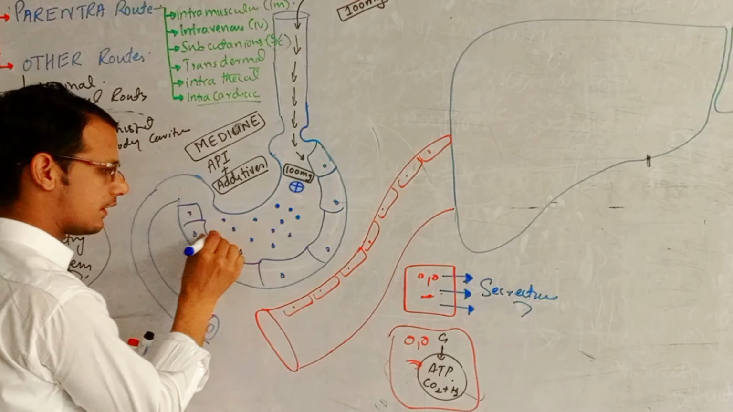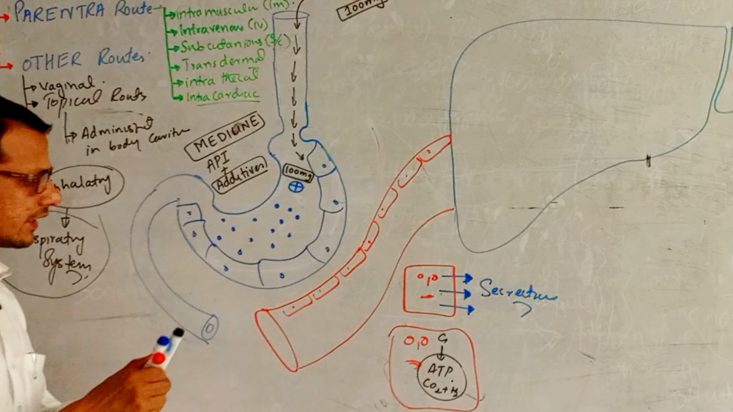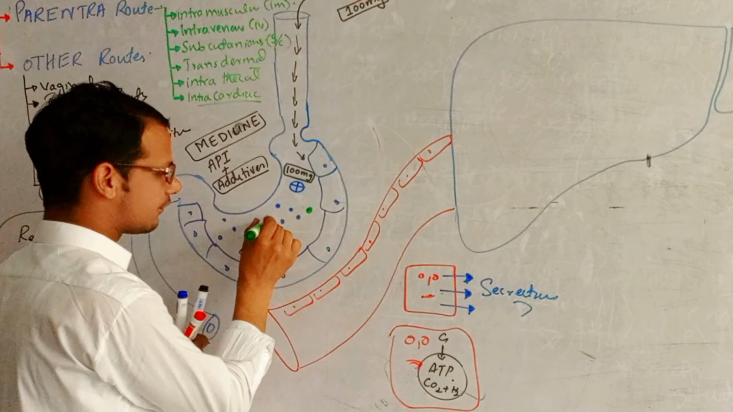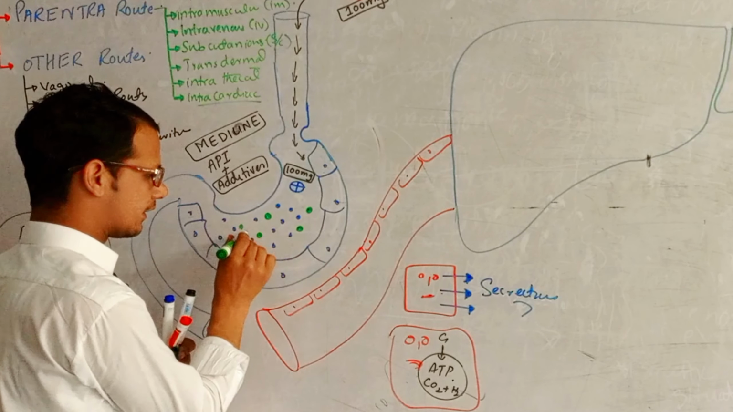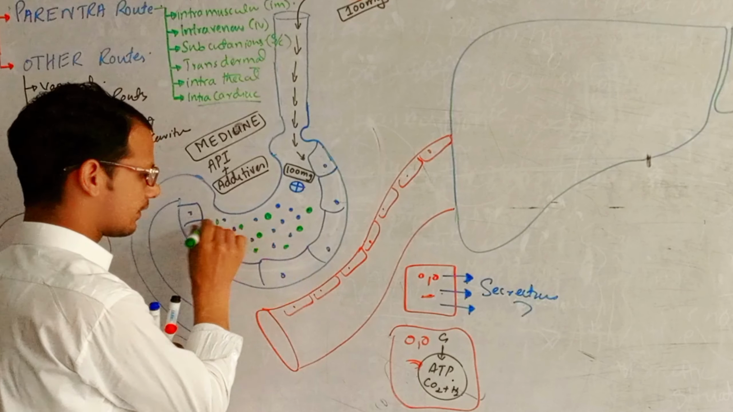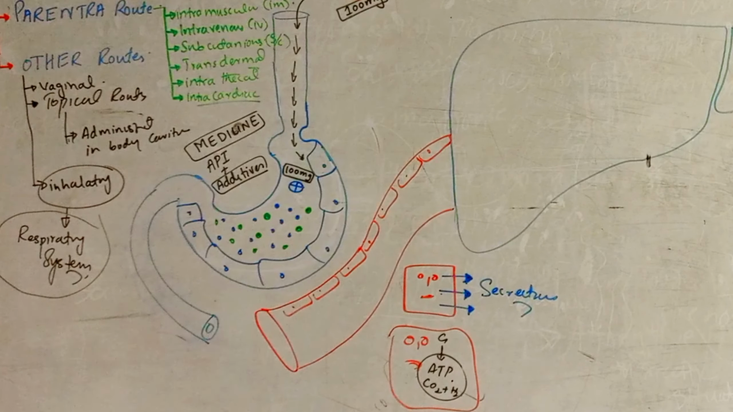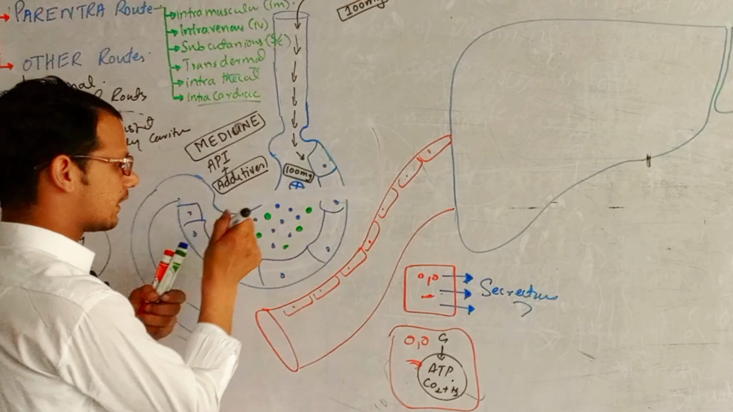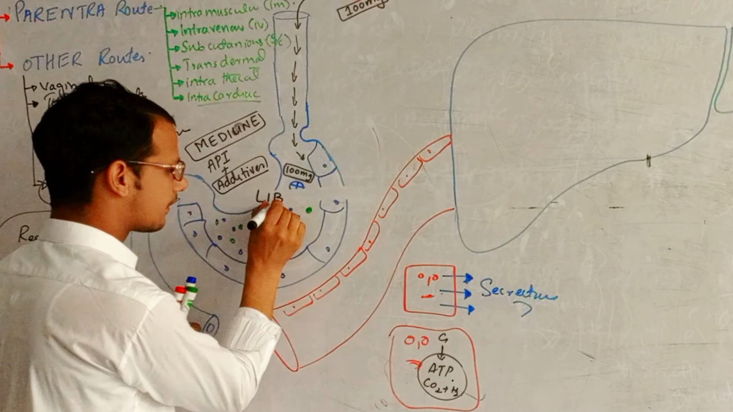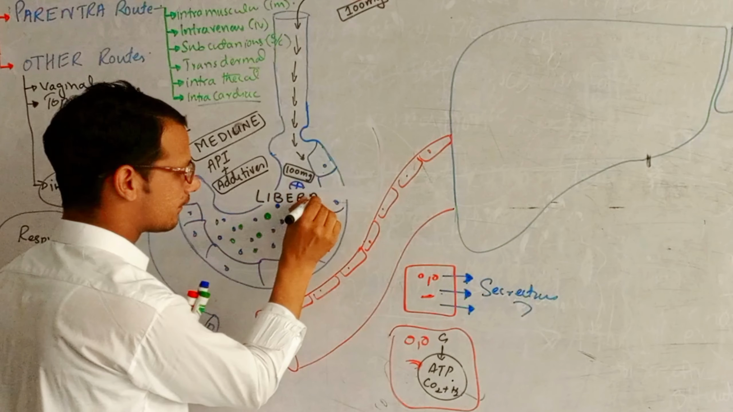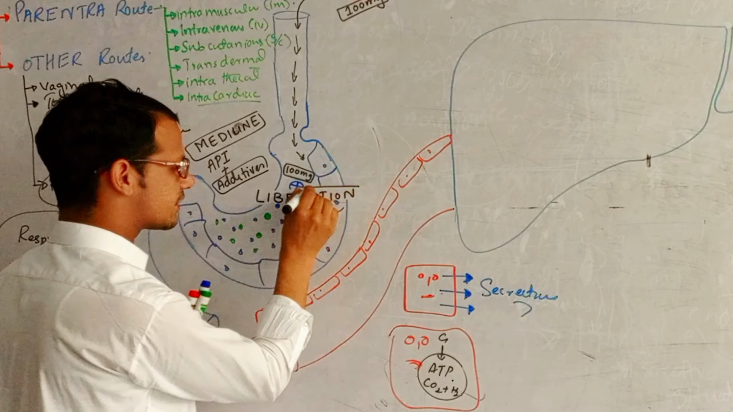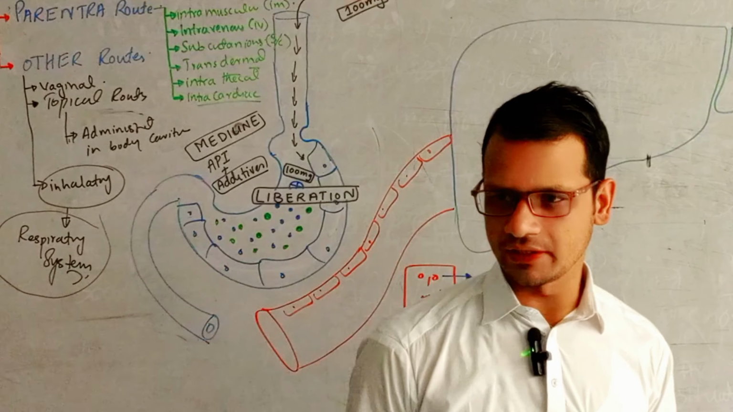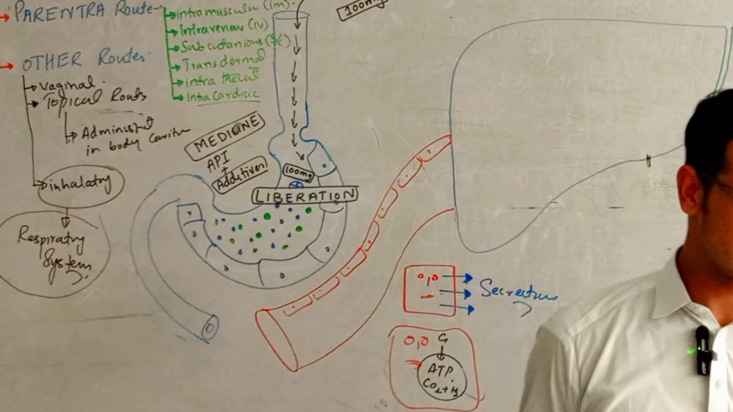What is API? Active pharmaceutical ingredient. Green ones, for example, are active pharmaceutical ingredients, right? From here, this process is called liberation. Liberation is the process by which a drug breaks down into its API and additives particles, right?